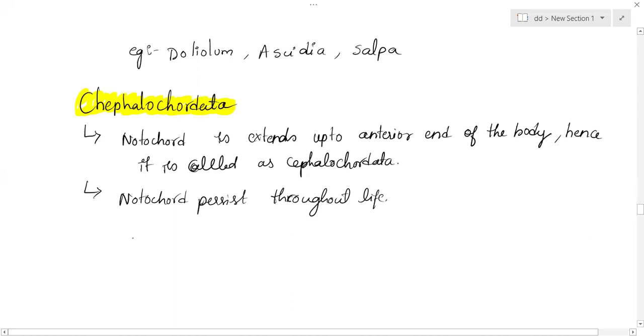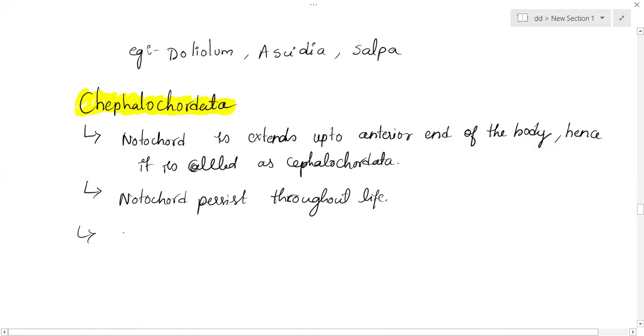Now, pharyngeal gill slits are more numerous and better developed in the Cephalochordata. Previously, we didn't talk about pharyngeal gill slits. It's not developed more, but we can evidently see in the Cephalochordata, which is more clear, the perforations or the gill slits are more in number.